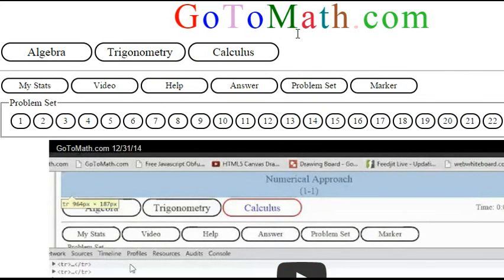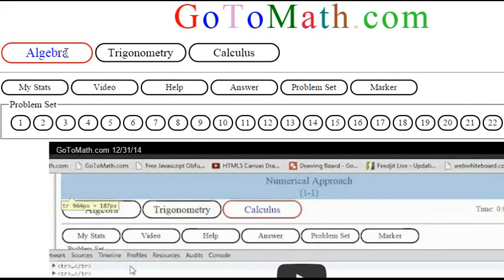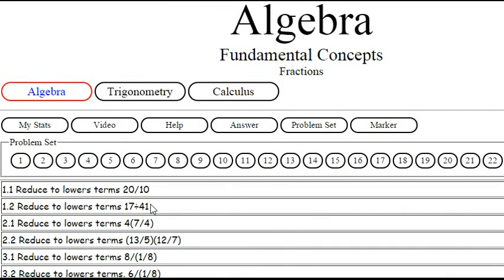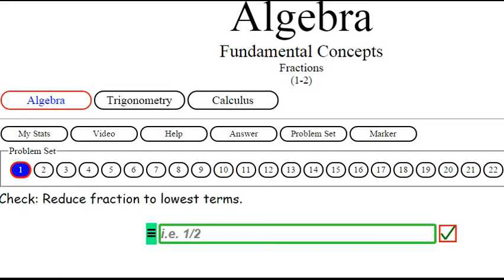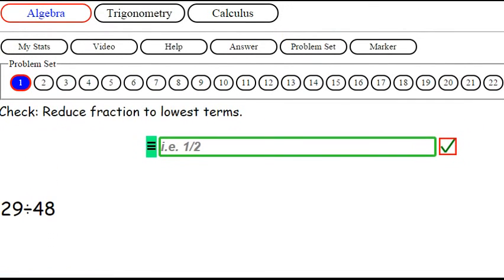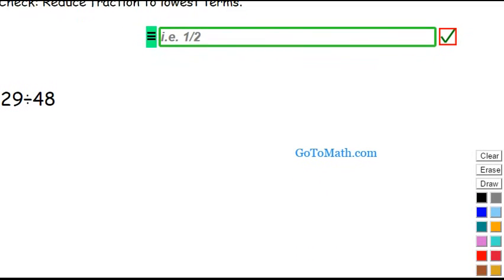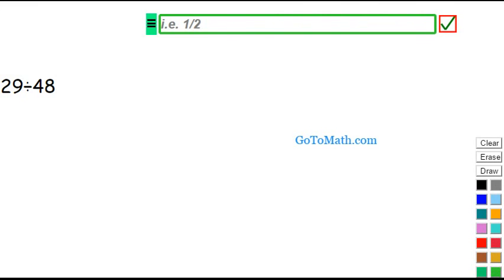Alright, we're here at gotomath.com. Let's click over here on the algebra section and go down to fractions. So this is just kind of a refresher of some of the operations when dealing with fractions. Alright, some notation and so forth.